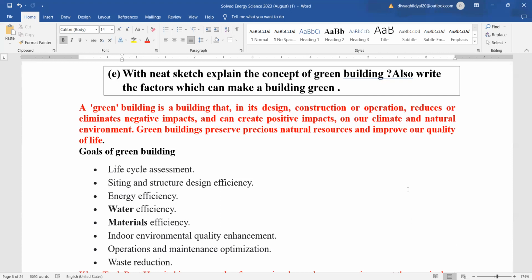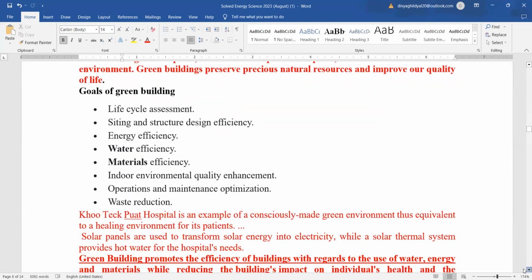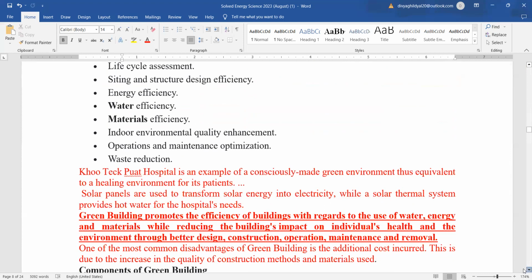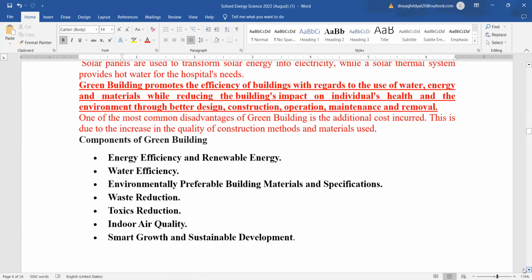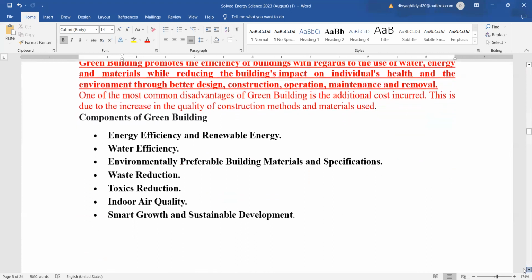Green is coming from nature, that color. So it is preserving precious natural resources, and it is improving our quality of life, like energy conservation, water conservation, indoor recycling of waste, and indoor environmental quality enhancements, waste reduction. Green building is promoting the efficiency of buildings, mainly waste reduction, toxic reduction, air pollution stoppage, environmentally friendly materials, water, oxygen-loving plants, etc.